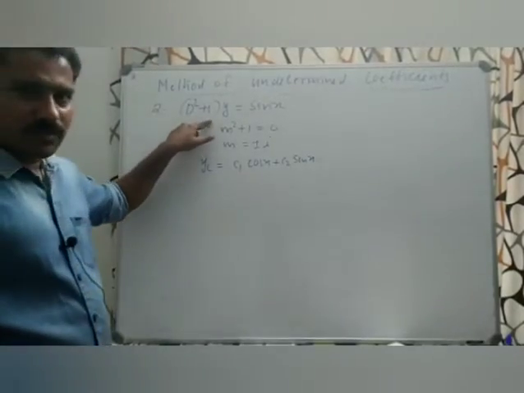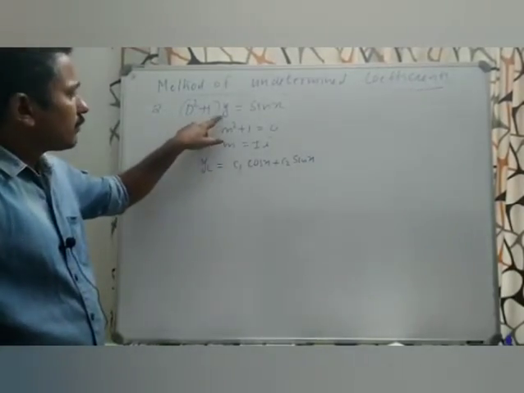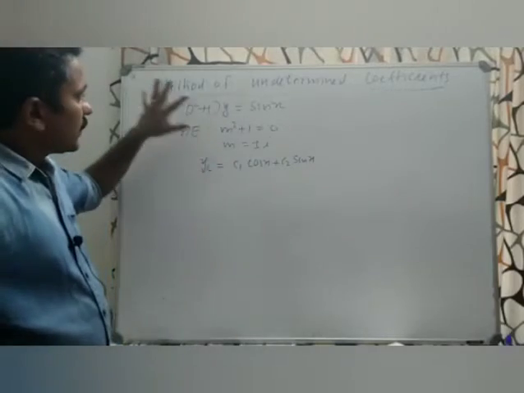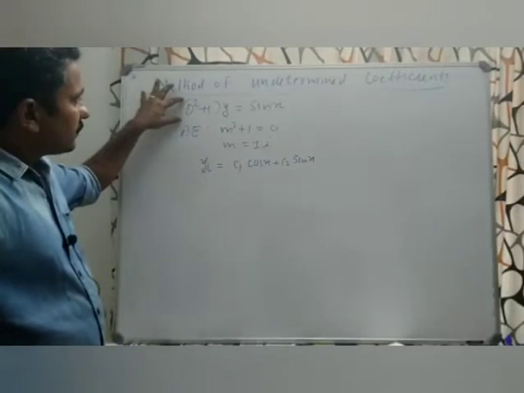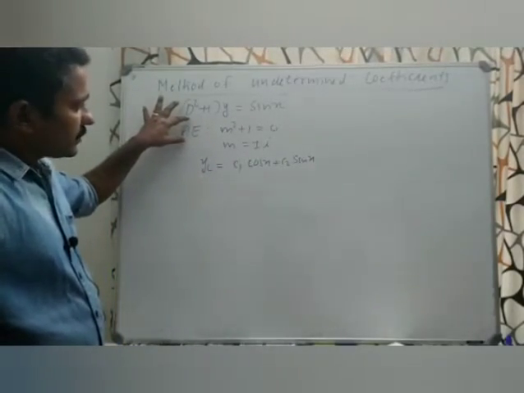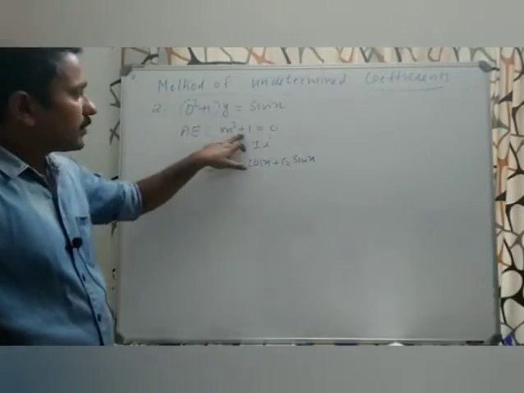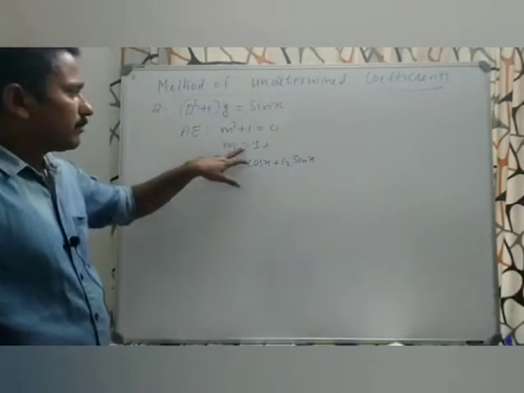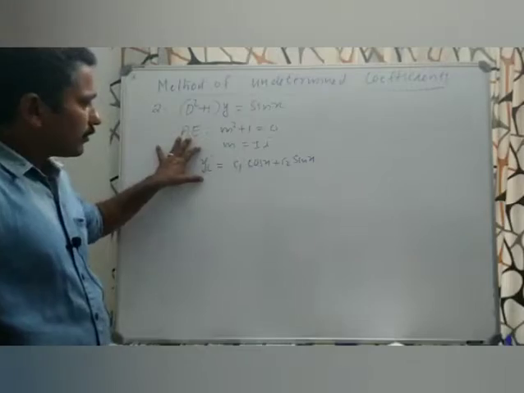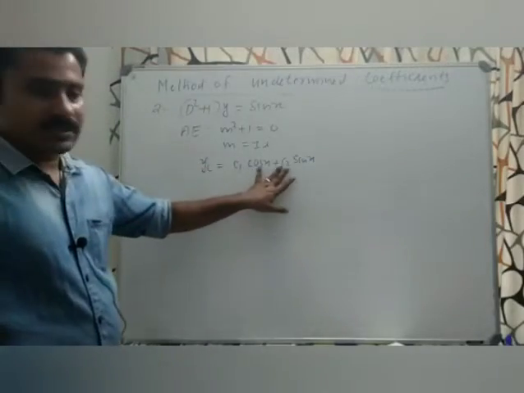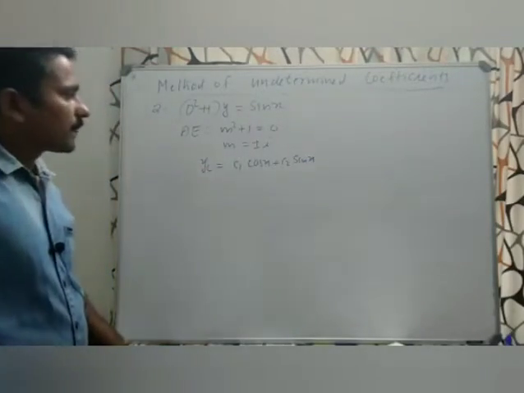It seems to be a simple one. D square plus 1 of y is equal to sin x. So first, as I told you, we first write the auxiliary equation, m square plus 1 is equal to 0, solve for m, plus or minus i, and we write the complementary function c1 cos x plus c2 sin x.